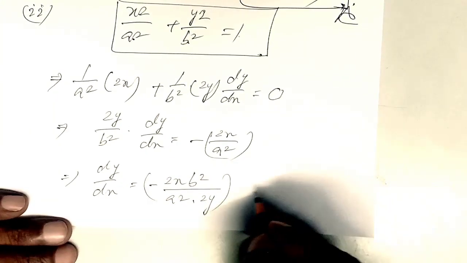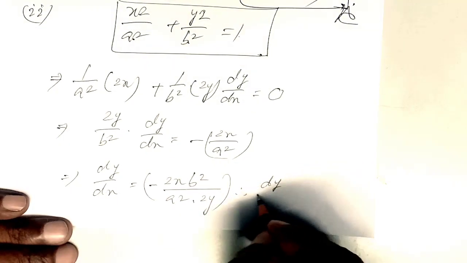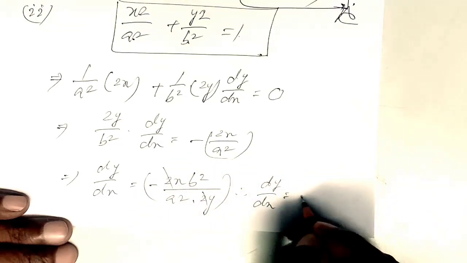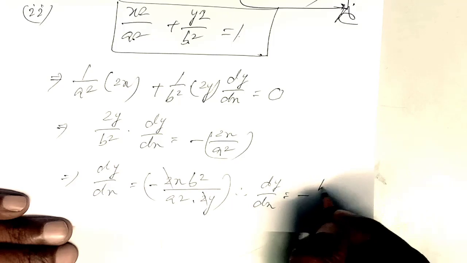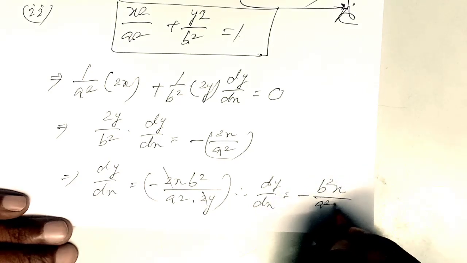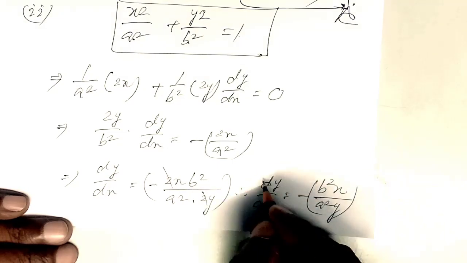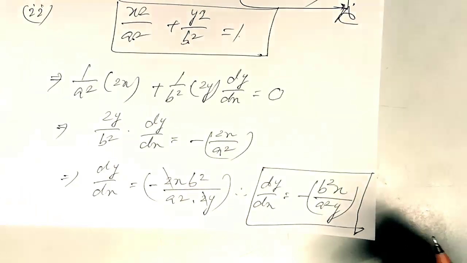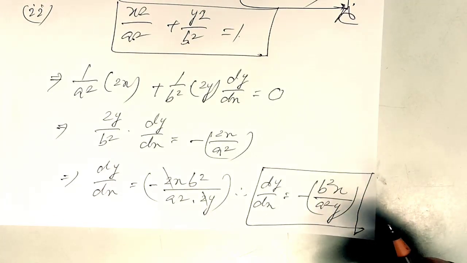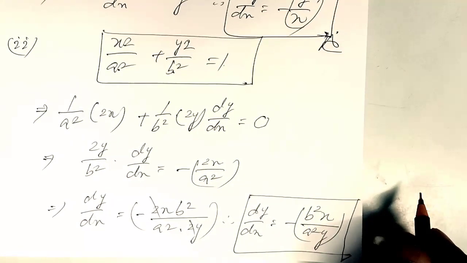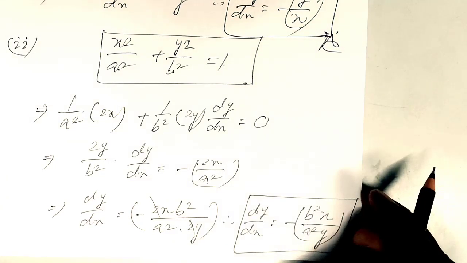Okay, the final answer will be dy by dx. This 2 and 2 will be cancelled, so dy by dx equals minus b square x by a square y. And this is the answer. Not a difficult question, a very easy question. Just some student demanded that I solve the second part of number 1, therefore I am solving it for you. Okay. That is number 1 first part. The second part is completed. Let us go to the next part.